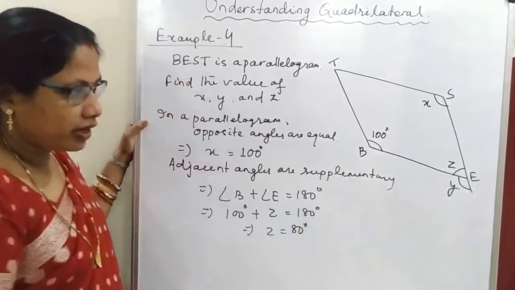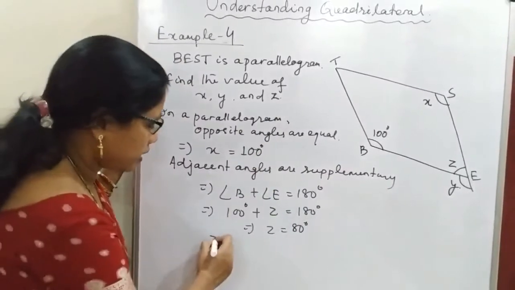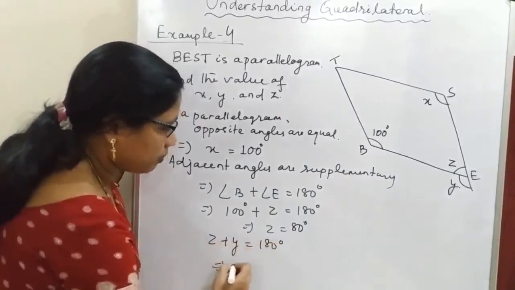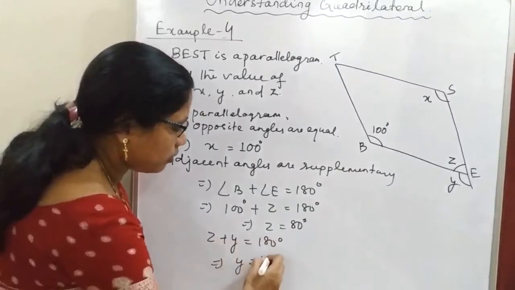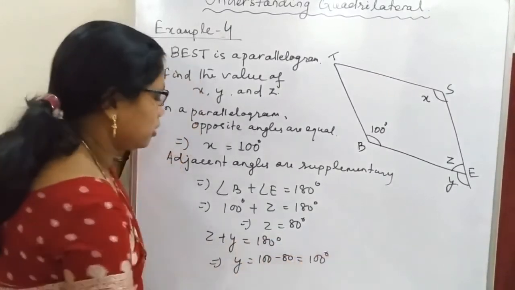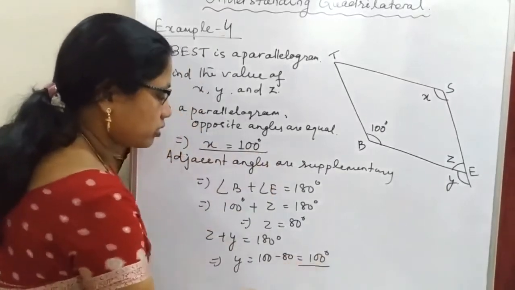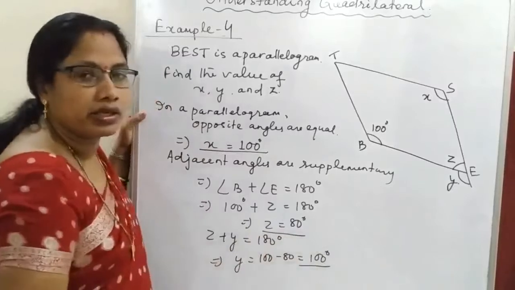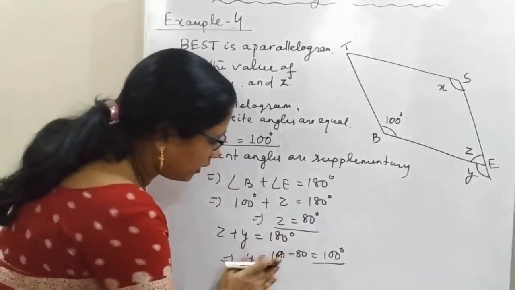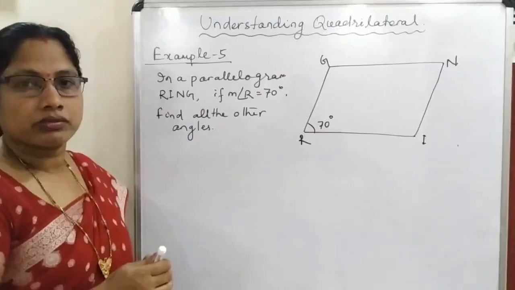Again, what is the value of y? z and y are linear pairs. So z plus y is equal to 180 degree. So this implies y is equal to 180 minus 80, this is 100 degree. So here we got x is equal to 100 degree, y is equal to also 100 degree and z is 80 degree. So 180 minus 80 is equal to 100 degree.